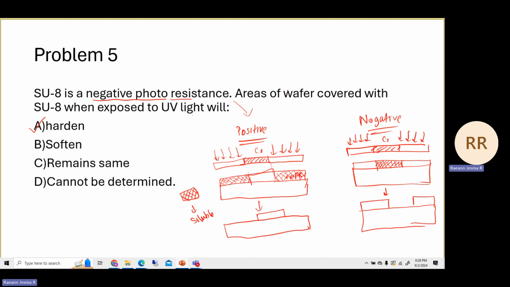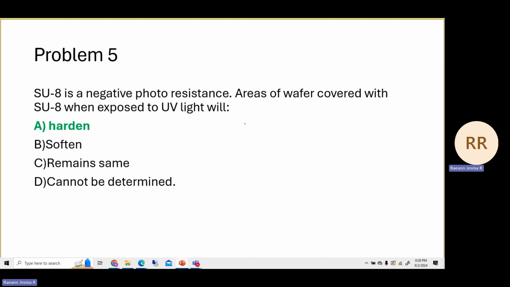So here what is asked is the areas of the wafer covered when exposed to UV light will harden. So the answer is option A, harden. Okay. So the answer for problem 5 is option A, harden.